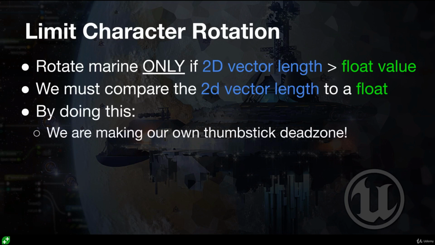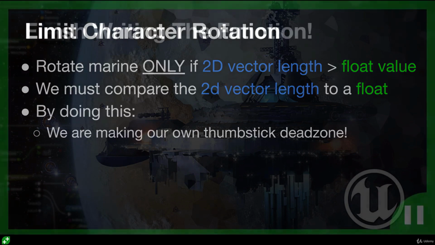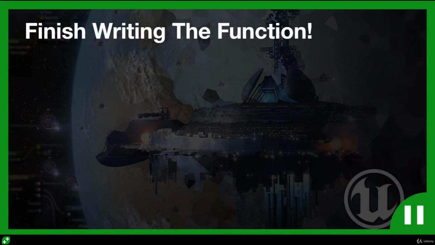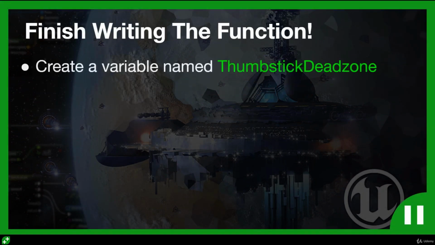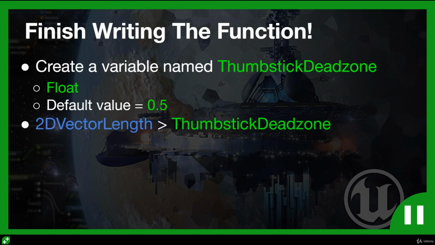And I want you to try finish off our function by yourself. So I want you to create a variable named thumbstick deadzone, make it a float, and give it a default value of 0.5. Now we're already getting the length of the 2D vector we just made in our function. We want to do a comparison with this. We want to compare the length of the 2D vector to see if it's greater than the thumbstick deadzone.